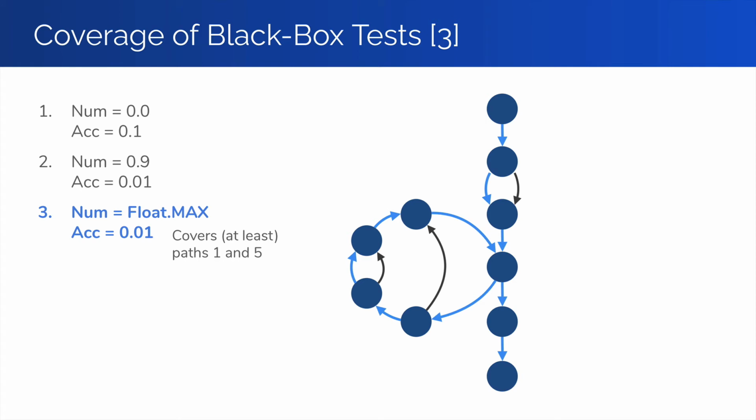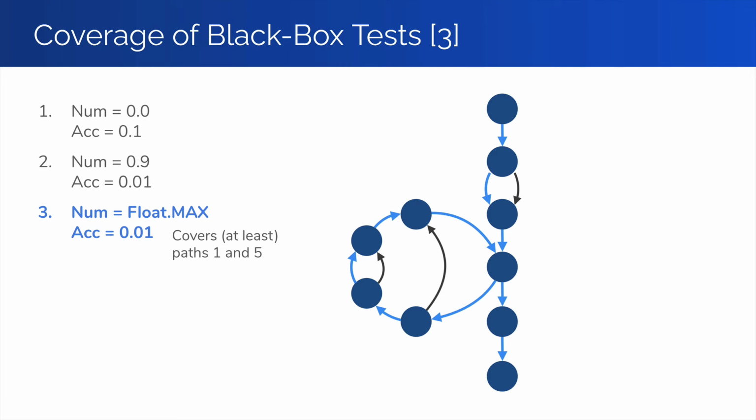Fortunately, our last test case does this. Unlike the other test cases, it covers the true edge of the initial if statement, which means that path number 1 will be covered. Inside the loop, the first iteration takes the true edge of the outer if statement and the true edge of the inner if statement, and this takes care of path 5. Again, I've only calculated this for the first iteration. It's possible that with enough iterations, this test case will also cover paths 3 and 4.